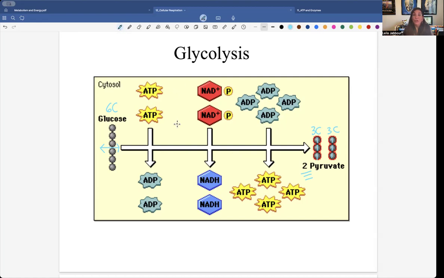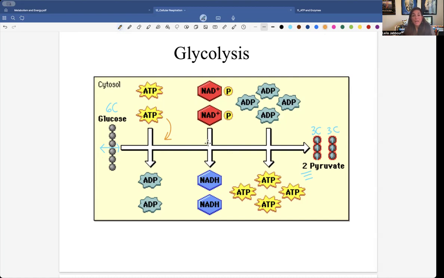We're going to have the use of ATP in the beginning. It's like, we're trying to make ATP. Why are we using ATP? Because we need it. We need ATP in the beginning to split the glucose molecule. That's a reaction that requires energy.